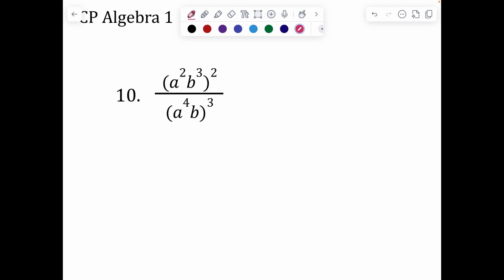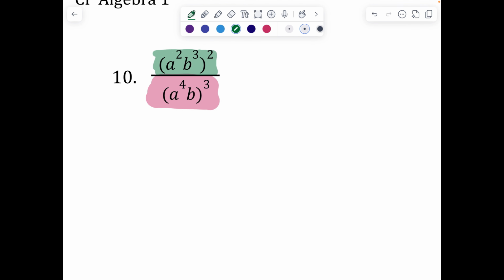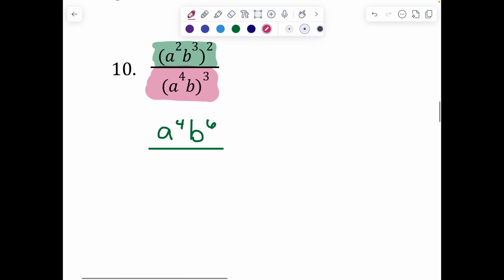Okay, number 10. So we're going to have to do our exponents first, then we'll divide. So I am doing this top part here first, and then I will do this bottom part here, so the denominator. So we'll do our numerator first, then our denominator. So coefficient is 1, so we don't have to change anything with our coefficients. So 2 times 2 is 4. 3 times 2 is 6. So we have a to the 4th, b to the 6th over 4 times 3 is 12. 1 times 3 is 3. Don't forget that there's a 1 there.